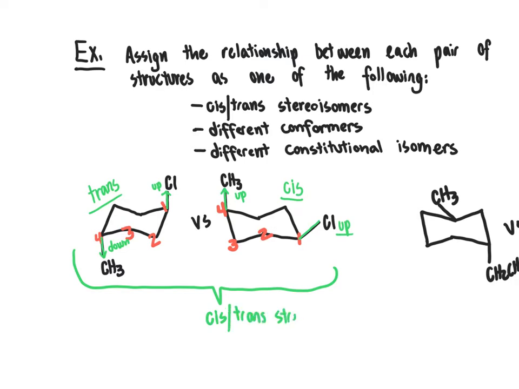Whenever you find that the two structures are set up so that one is cis and one is trans, you can automatically eliminate conformers. If two molecules are different conformers, that means they are just rotated around carbon-carbon bonds, and they'll still both be cis or both be trans. If one molecule is trans and one is cis, automatically the category this is going to go into is our cis-trans stereoisomers.